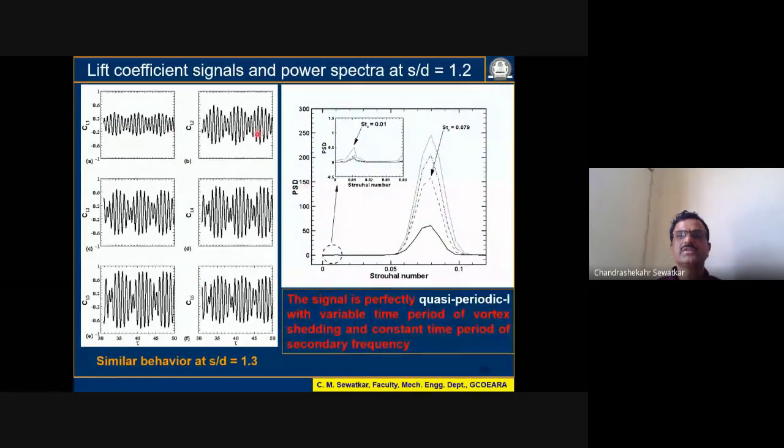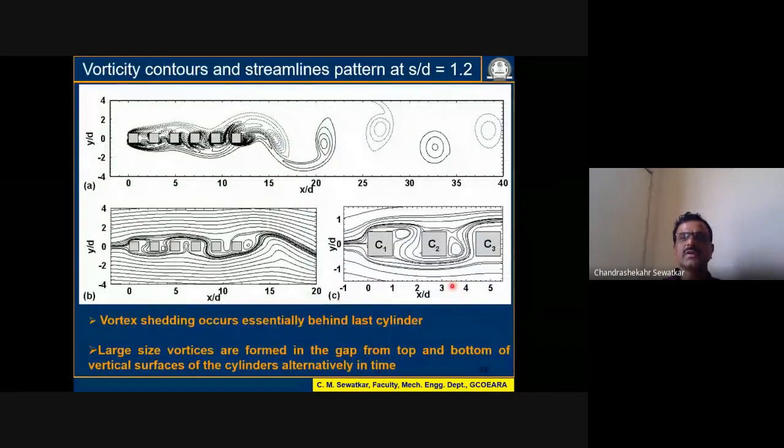So the flow here is quasi-periodic 1 in nature. What is quasi-periodic 1? That the time period of a primary cycle changes within 10%. However, the time period of a secondary cycle for consecutive cycles is constant, and that's quasi-periodic 1.